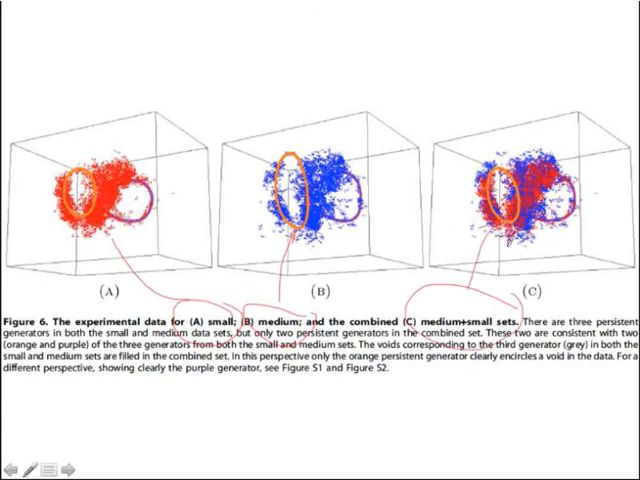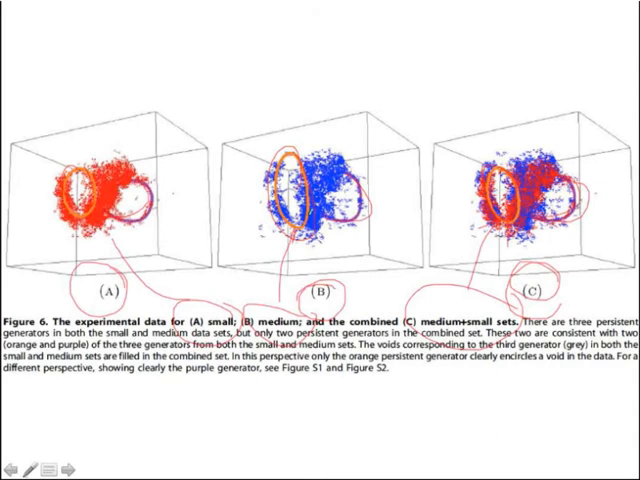Now, one is supposed to be able to see 3 cycles within the small group and 3 cycles within the medium group, and only 2 cycles in the combined medium plus small data set. And you can see the orange cycle pretty clearly. Here's an orange cycle, here's an orange cycle. You can see part of the purple cycle, part of the purple cycle, part of the purple cycle, and that's what's common in each of the 3 data sets, small, medium, and long.